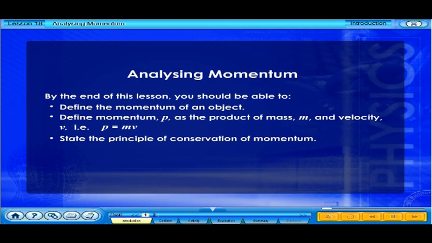By the end of this lesson, you should be able to define the momentum of an object. Define momentum, P, as the product of mass, m, and velocity, v. That is, P equals mv. State the principle of conservation of momentum.